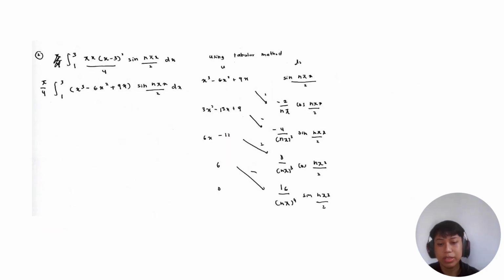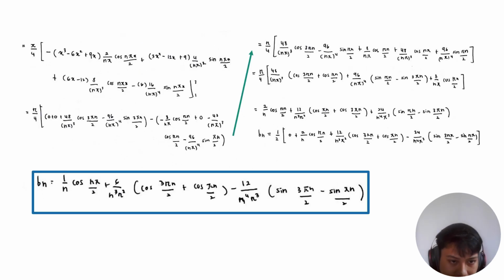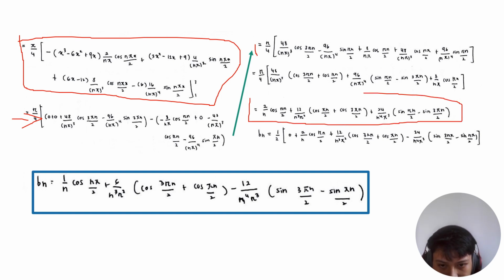Then we integrate the second part, same as before, and we simplify to make the integration easier. We put n over pi in front, and using a tabular method we get the value of the integration. So this is the value after that. Then we simplify what we can to this, also this into this. So this is the value of the second part.